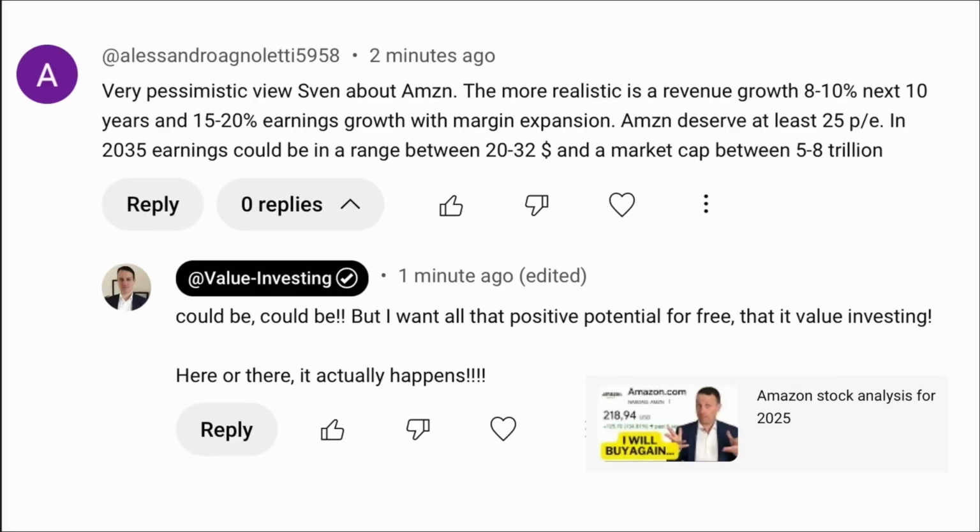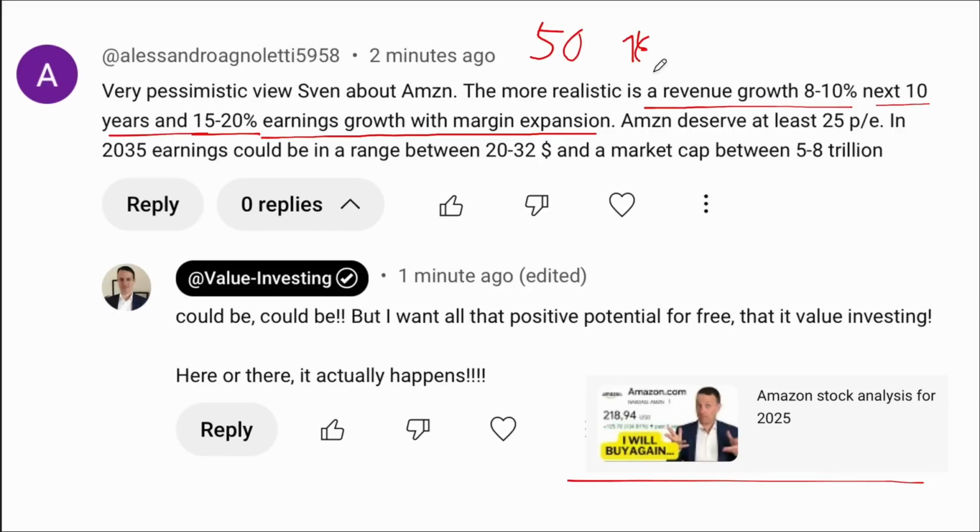And as I think Amazon is a little bit expensive for my taste, on my Amazon video there were these great comments: revenue growth of 8 to 10% per year for the next 10 years, 15 to 20% earnings growth with margin expansion. 15 to 20% means that earnings will double every 3.6 years, which means in 4 years we are at 100, 200, and then likely at the end of year 10, 250 billion in earnings.